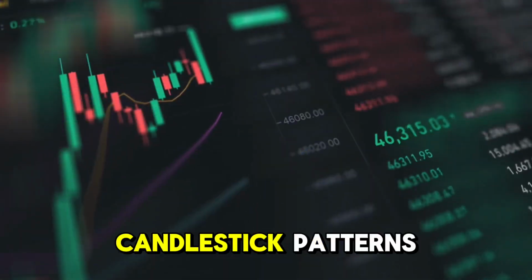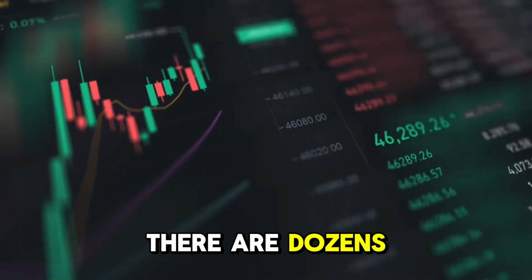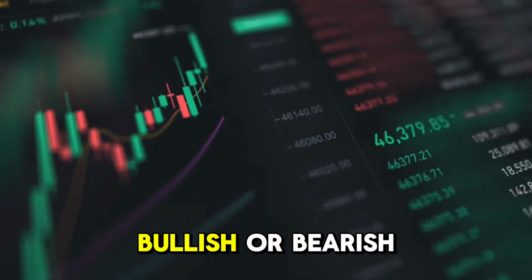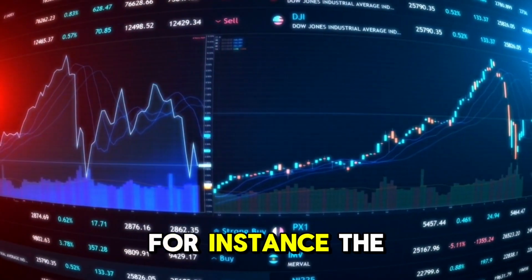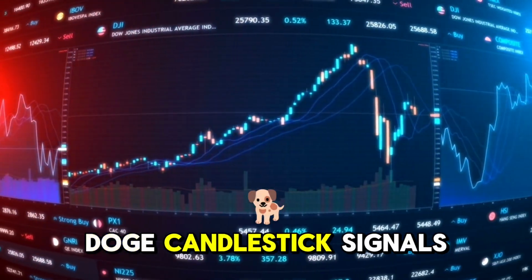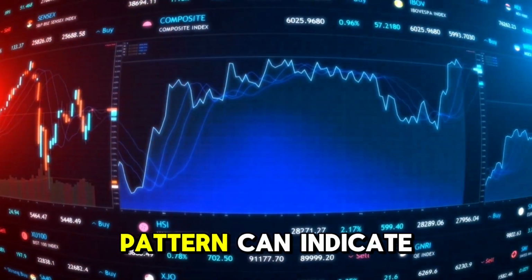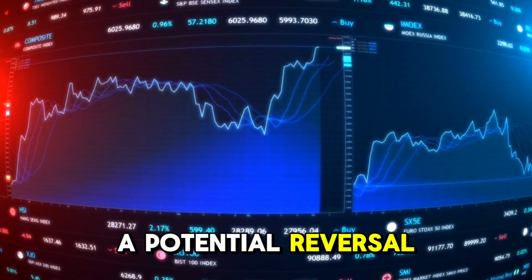Next, we have candlestick patterns. There are dozens of them, but a few key patterns can tell you whether a market is bullish or bearish. For instance, the doji candlestick signals indecision in the market, while the engulfing pattern can indicate a potential reversal.